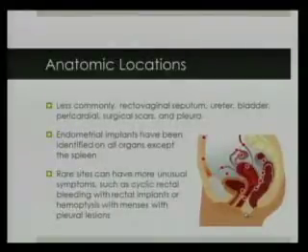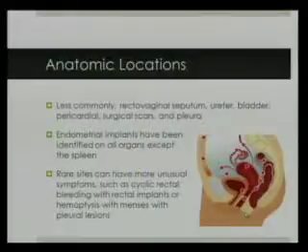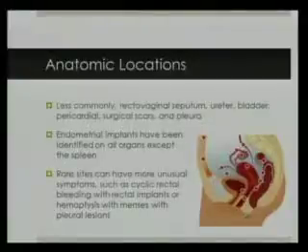Less commonly, they can be seen at the rectovaginal septum, the ureter, the bladder, the pericardium, any surgical scars like a phalansteal, and even in the pleura. And these implants have been identified on all organs except the spleen in the body. So obviously, that's the predominant ones that I've mentioned, but anywhere is possible.